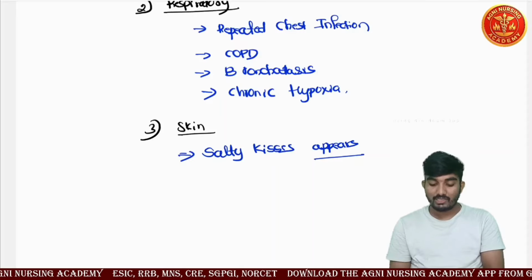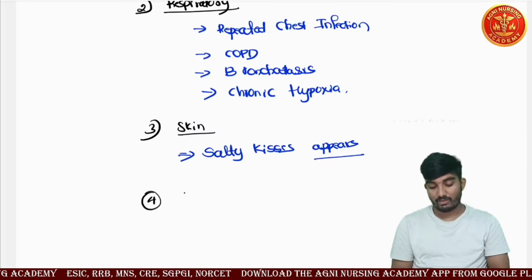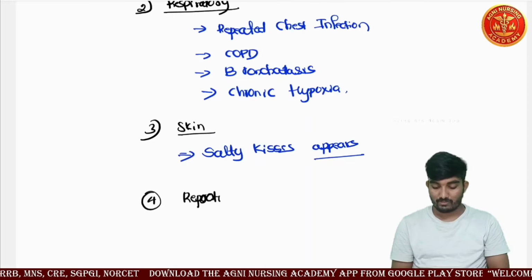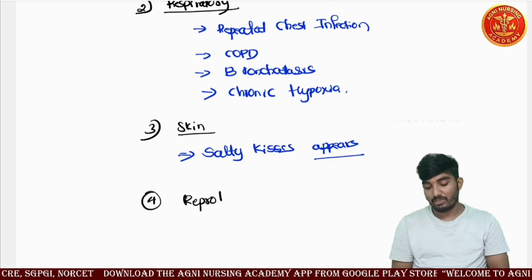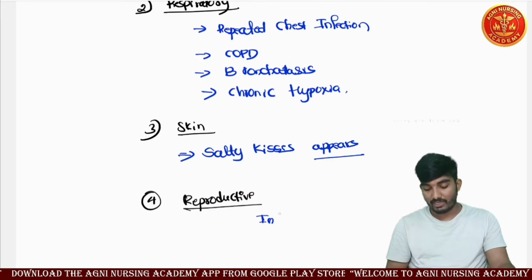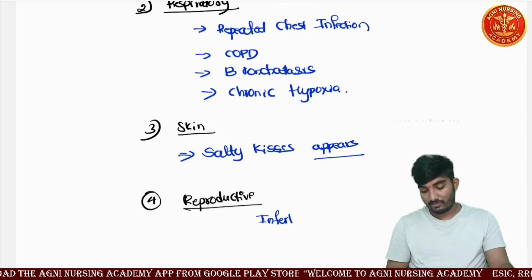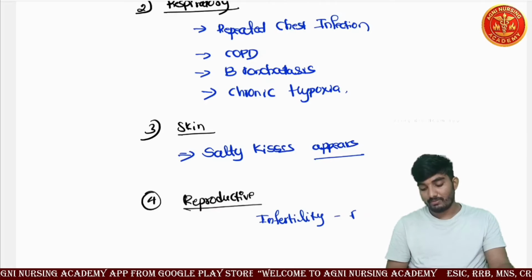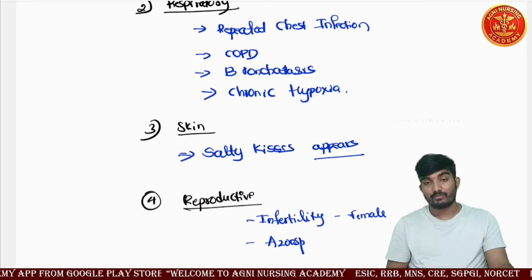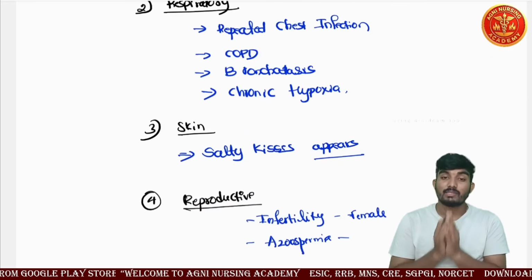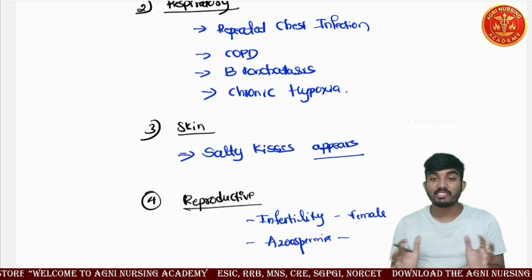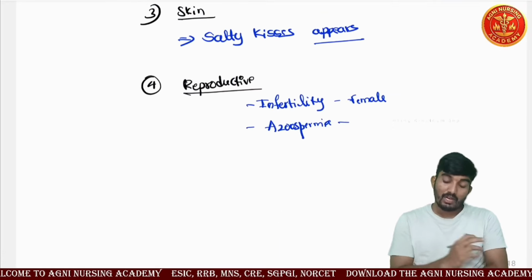Another one is the effect on the reproductive system. In the reproductive system, there is infertility. In males, azoospermia, and in females, infertility. In males it is azoospermia. What happens is that the sperm will not come out during ejaculation because of thick secretions. Okay. How can we find that out?